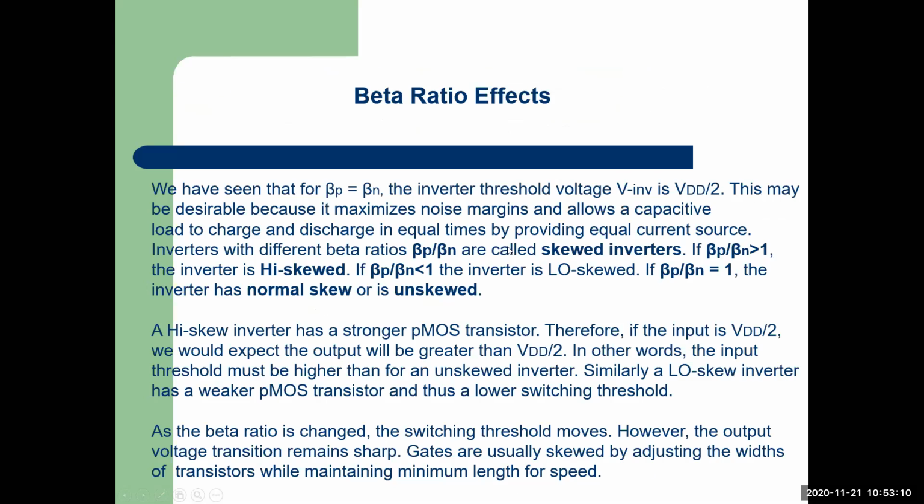Now, before going in there, let's see what is beta ratio effect. Beta ratio effect is called skewness of an inverter. If beta P and beta N are equal, then we can call this a normal inverter or normal skewed inverter or unskewed inverter. If beta P by beta N is more than 1, that means beta P is bigger, beta N is smaller, then we will call it high skewed. If beta P is smaller, beta N is bigger, that means that is less than 1, we will call it low skewed inverter. Okay? So what is high skew and low skew?